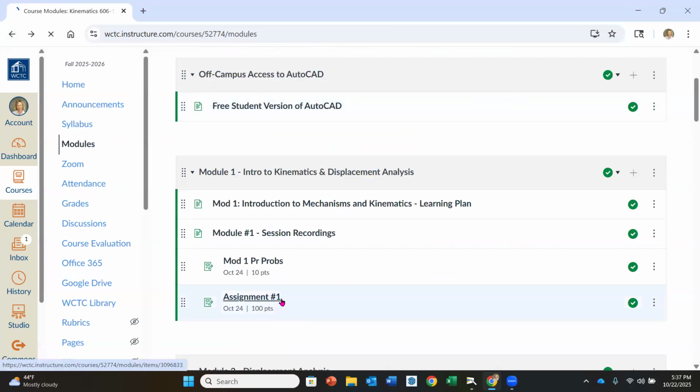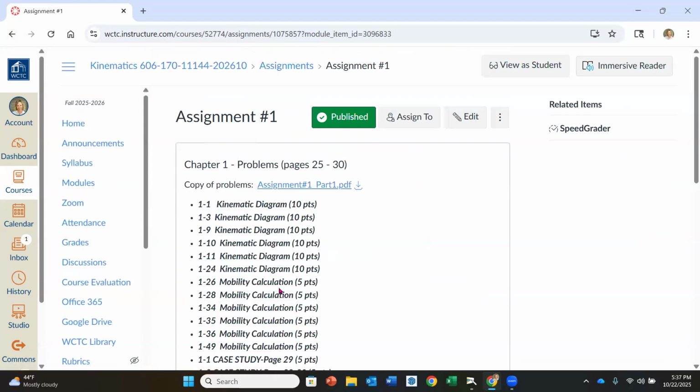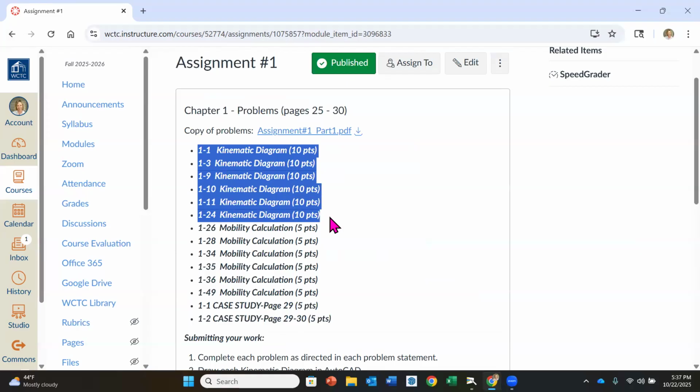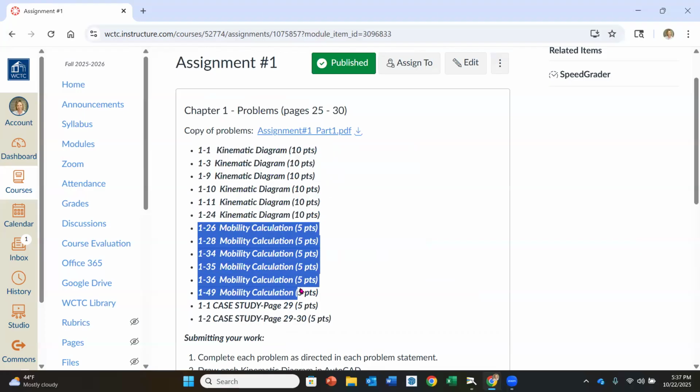I also want to briefly look at assignment number 1. It looks like a lot, okay? You'll notice that if you count these all up, there are 12 problems. They're broken into, I believe, 6 problems here. So you're going to create kinematic diagrams for 6 problems from the end of the chapter, and those are going to be worth 10 points each. Then the next 6 problems, notice that those are 5 points each.